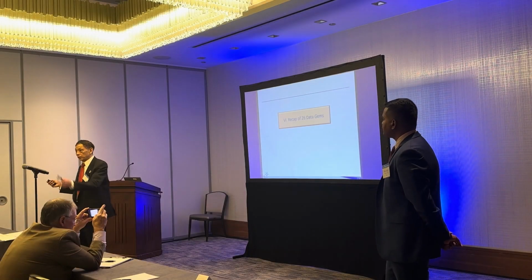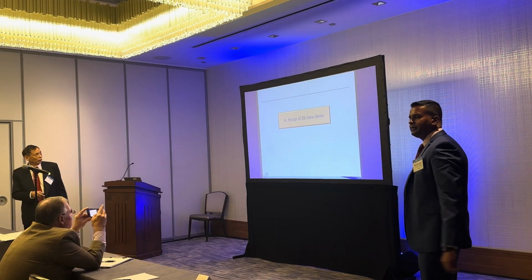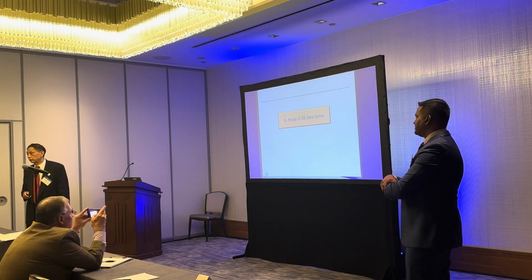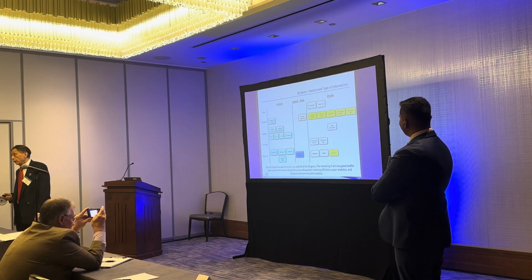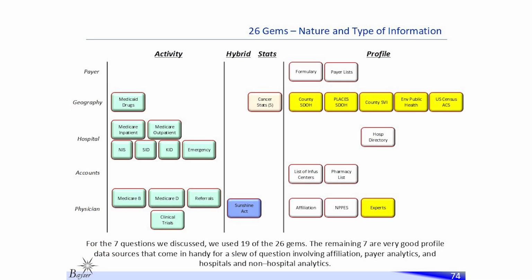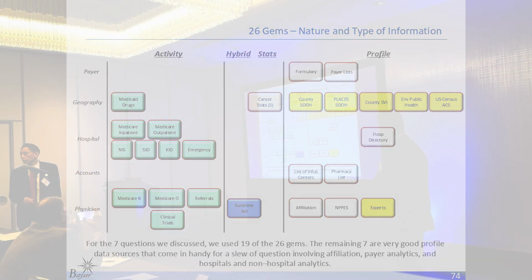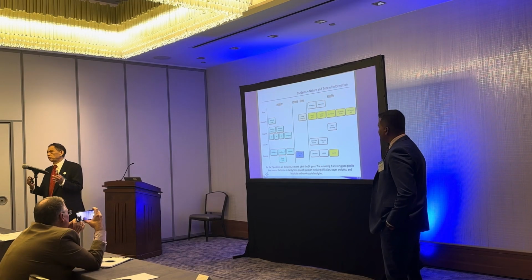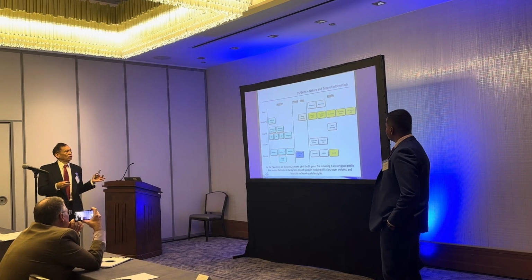So, a quick recap, and I'll close. A recap of the 26 data gems. Here's a little picture of it. What we have here are the activity databases and the profile databases. The profile is the telephone book, and the activity is what's going on. The activity tends to be dynamic, and the profile tends to be static. Obviously between the two you have some hybrids, and you have some stats.